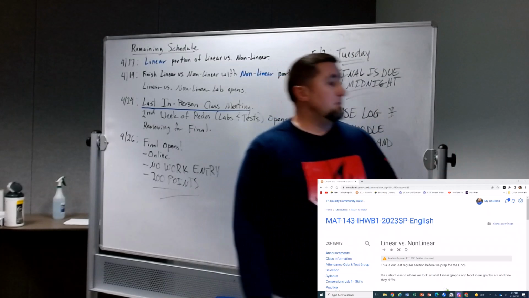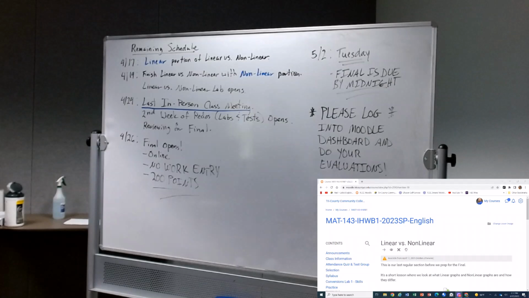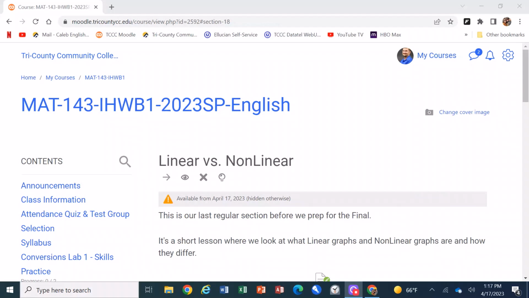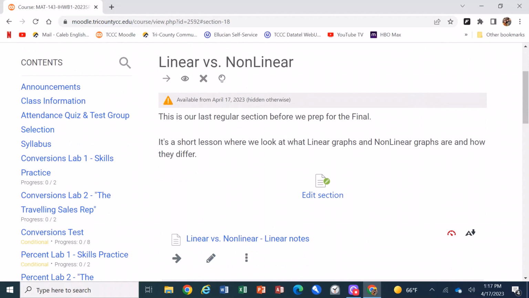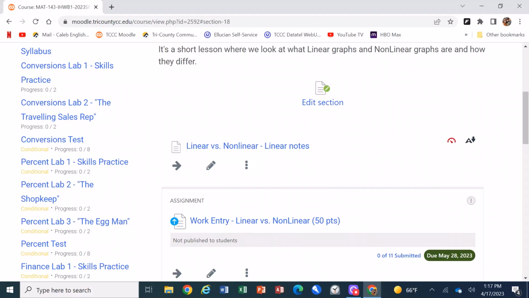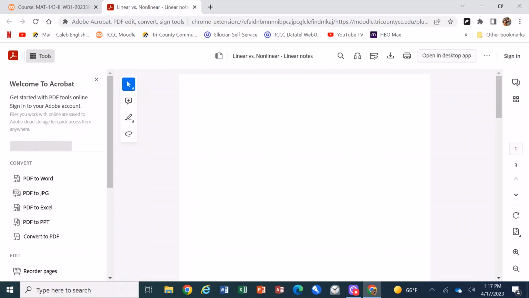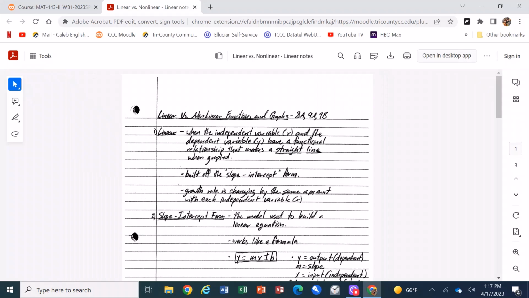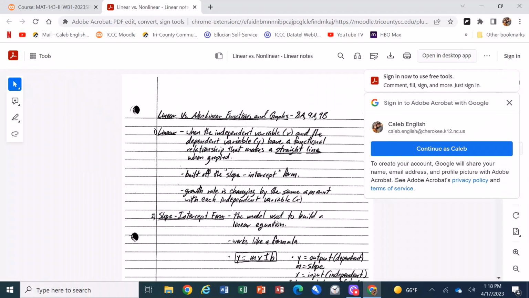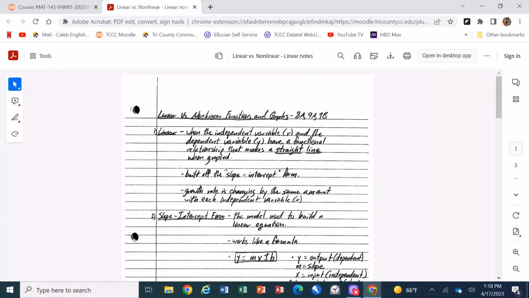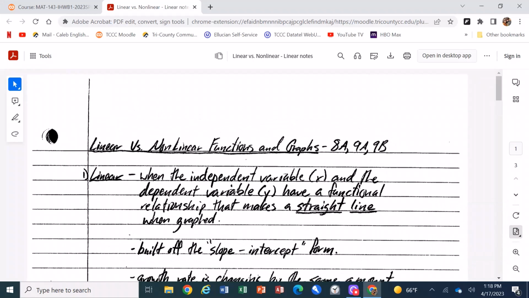Okay. So let's start the linear side of things with our nonlinear and linear section. This is our last regular section before we get ready for the final. I initially put that it was a short lesson, but lo and behold, the more you work on it, the longer it gets. But it's not bad. If you've been through high school algebra, or even pretty much 8th grade math, this should hopefully be a refresher for you.